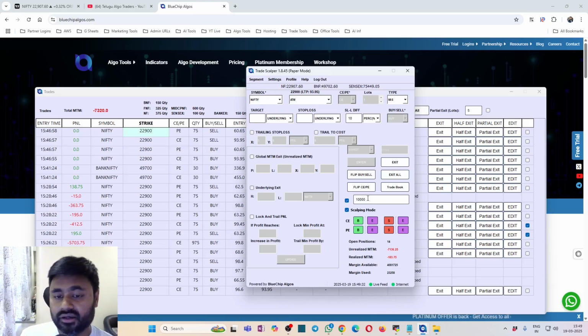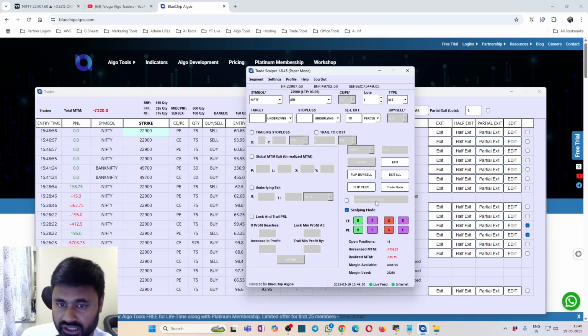This is a really good feature in case you do not want to exceed the quantity beyond a particular range, beyond the capital that you decide to trade for a particular trade. So that's about this capital for each trade feature.